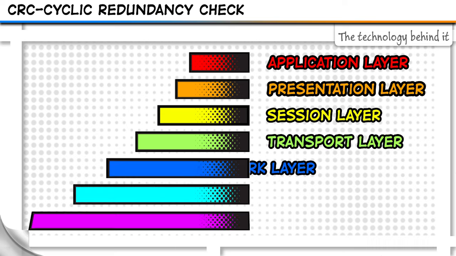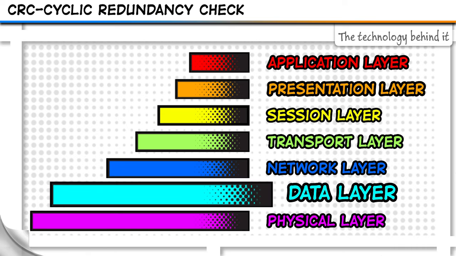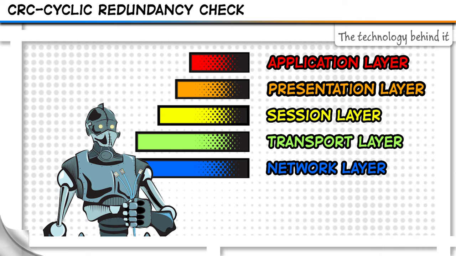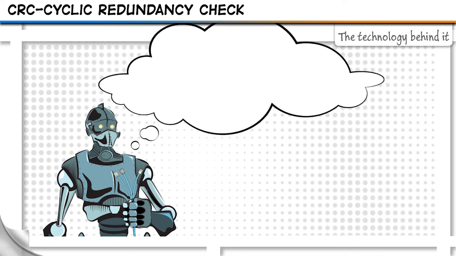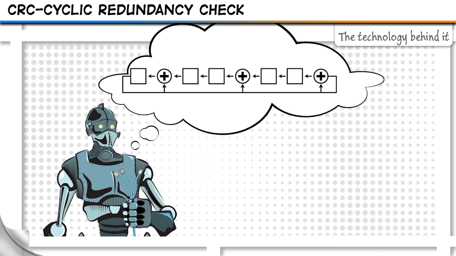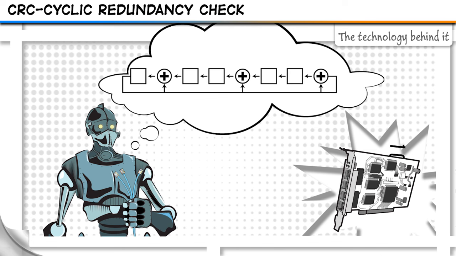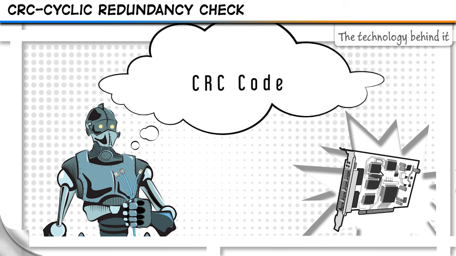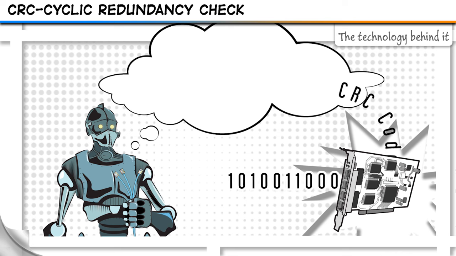CRC, the technology behind it. CRC works at the data link layer by protocols such as Ethernet. It's a basic error check, and it's easy to implement in hardware with shift feedback registers. As the message leaves the network card, it travels through the specially designed feedback register. What remains in the register as the message leaves is the CRC. The register attaches this to the tail end of the message.